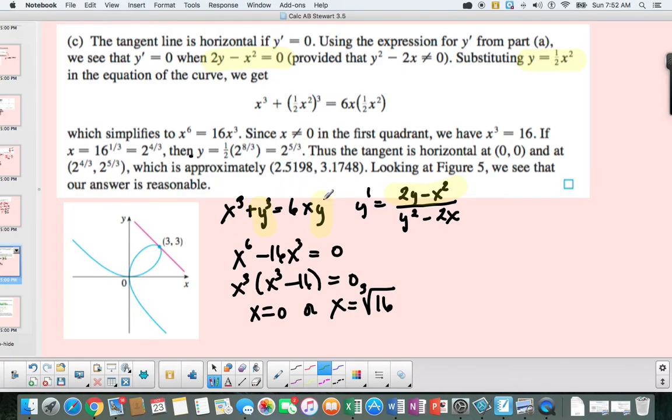And so when we solve for that, we find that x is here, which is kind of where we assumed it was going to occur. And of course, it's no surprise that it's also at the origin as well.